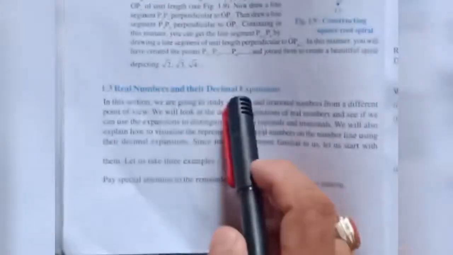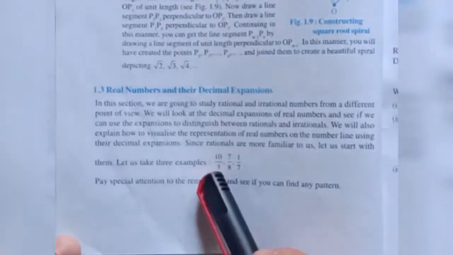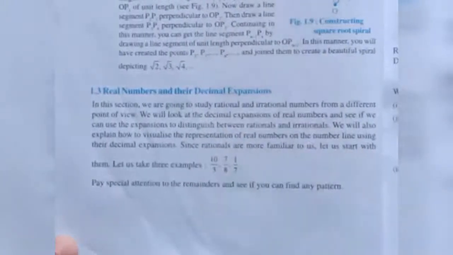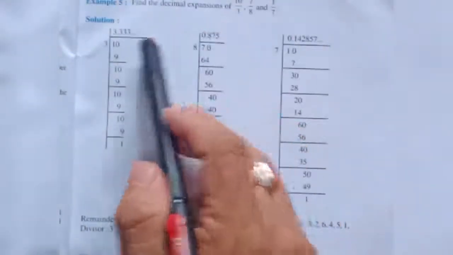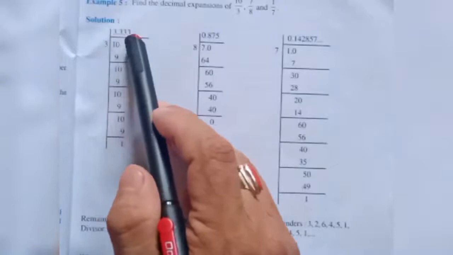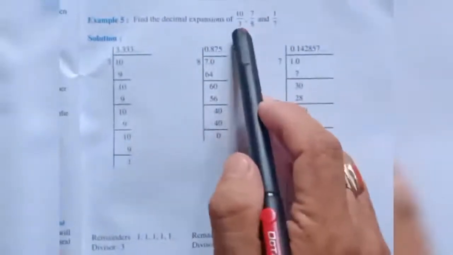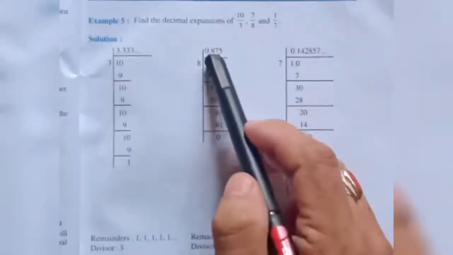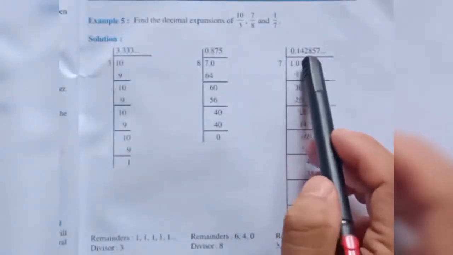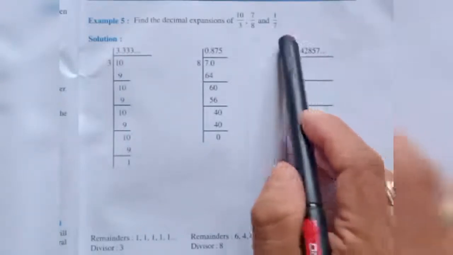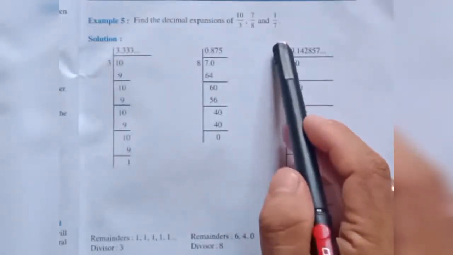Next, our topic is real numbers and their decimal expansion. To better understand this topic, let us find the decimal expansion of 10 by 3, 7 by 8, and 1 by 7. After the decimal expansion of these numbers, we get 3.333... as the quotient of 10 by 3, 0.875 as the quotient of 7 by 8, and 0.142857... as the quotient of 1 by 7.